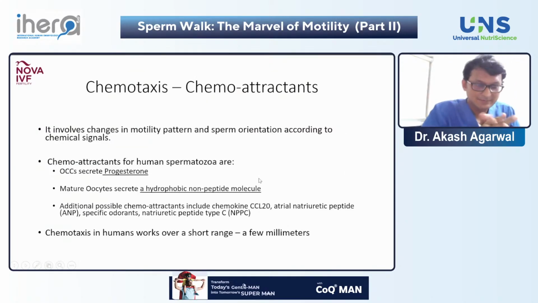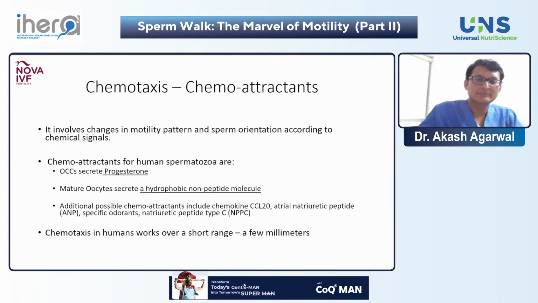So sorry for the disturbance, and coming back. I was saying about progesterone, which is usually secreted by the cumulus cells, and then a hydrophobic non-peptide molecule, which is secreted by the mature oocyte itself. There are additional molecules proposed to be your chemoattractants, which are CCL20, your atrial natriuretic peptide, and natriuretic.